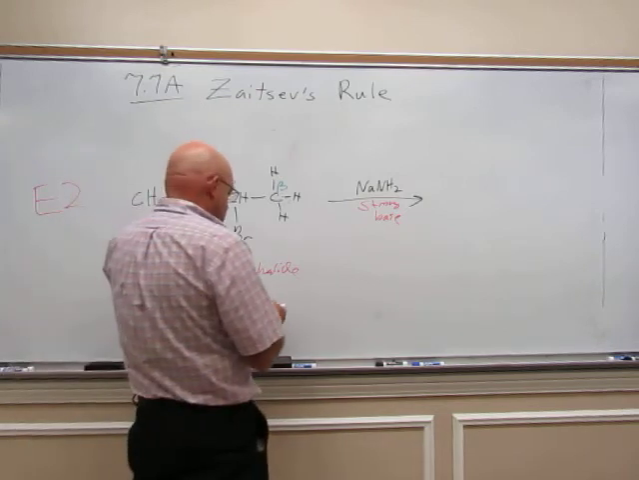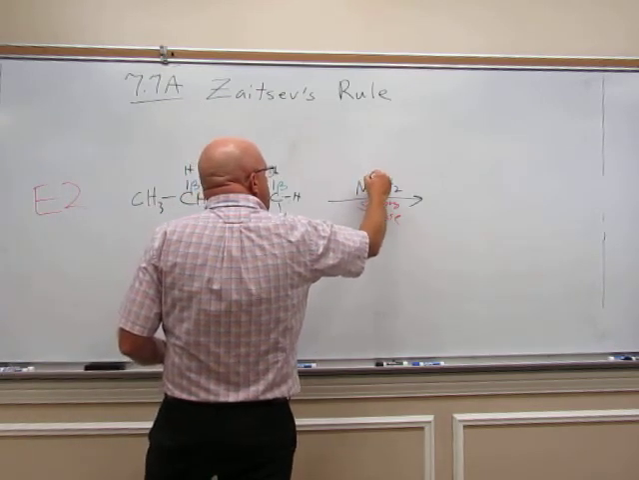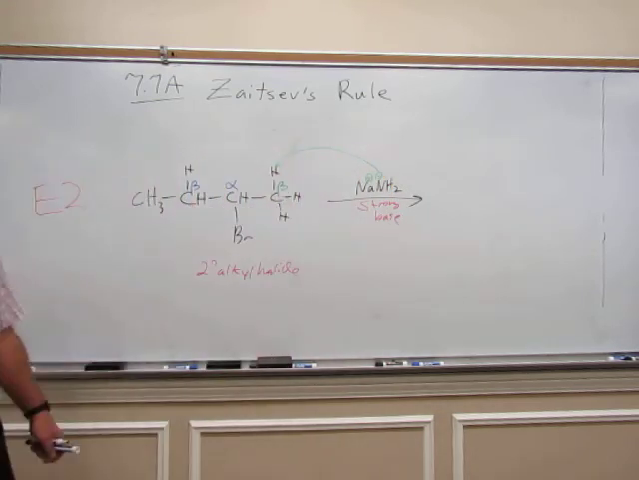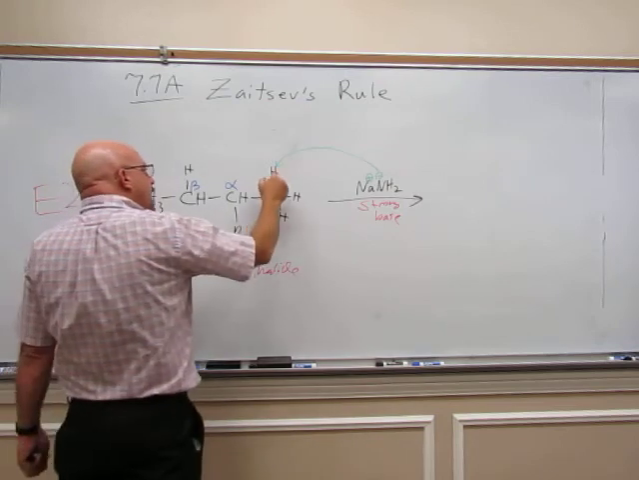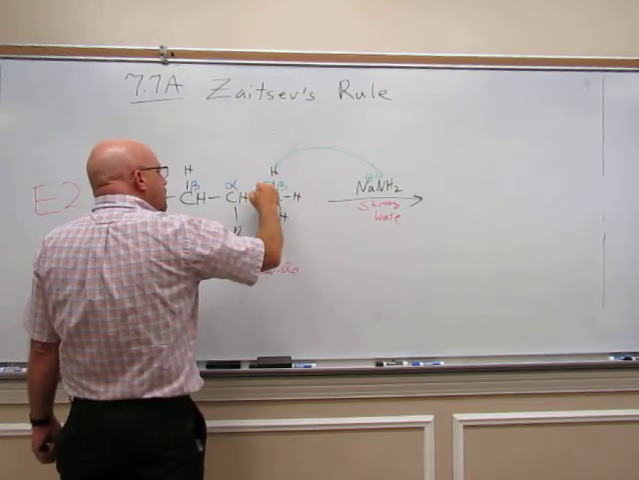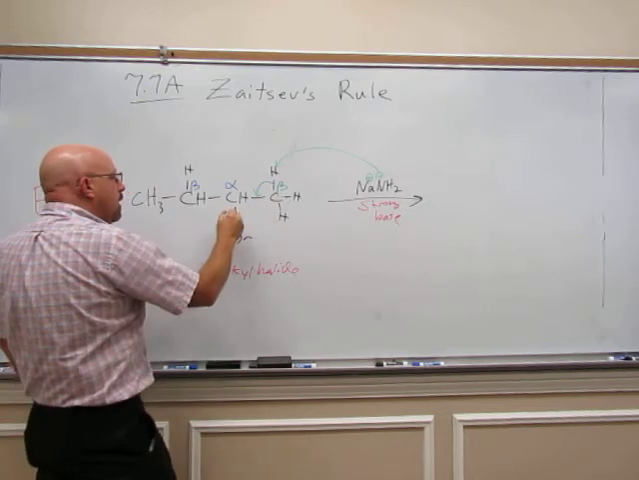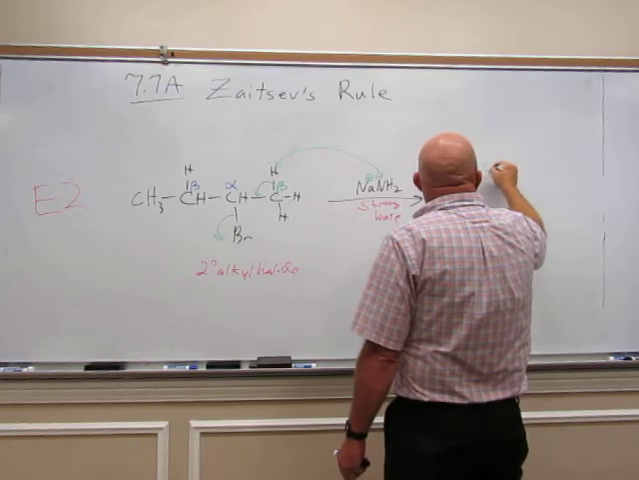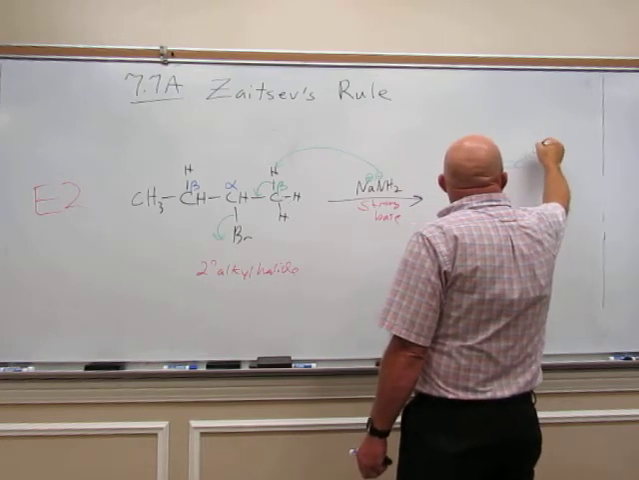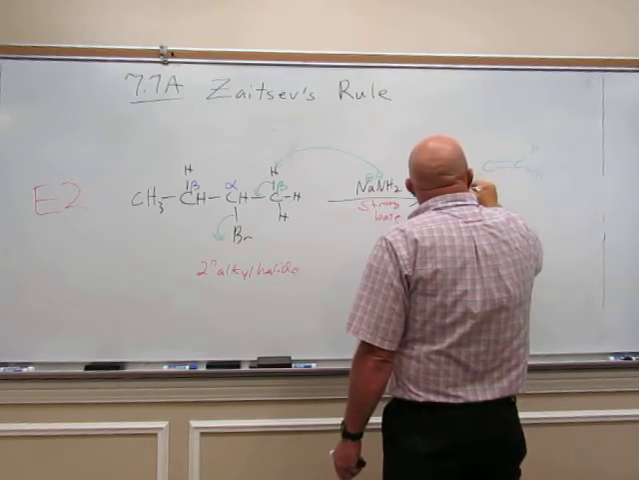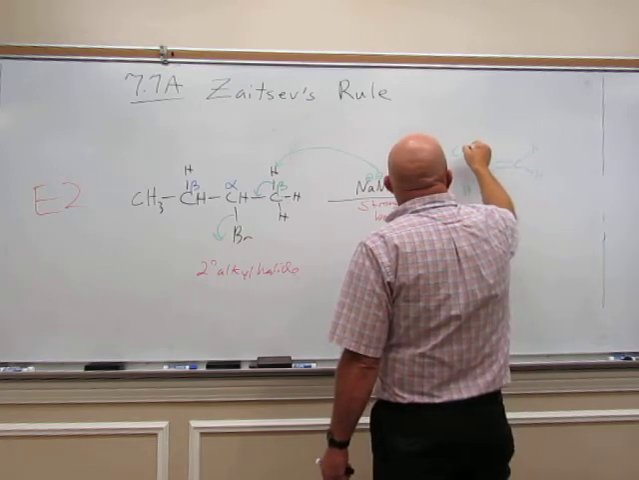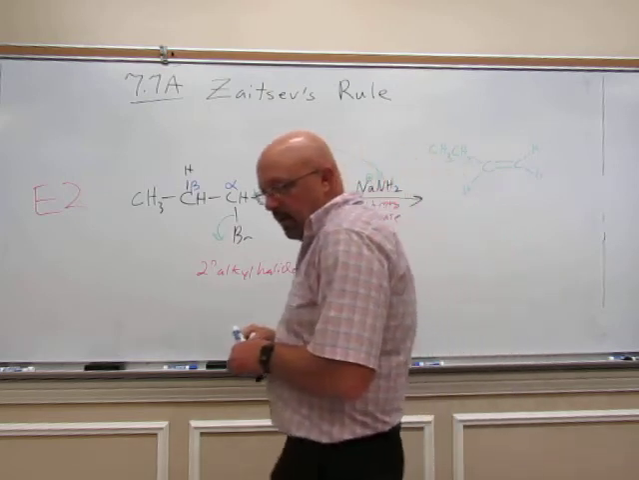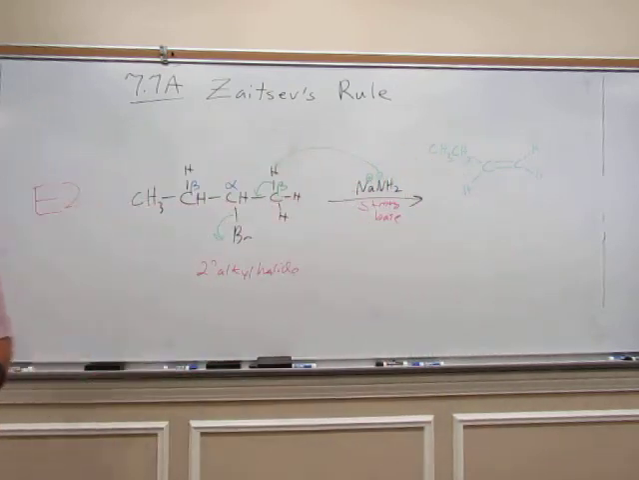My base could come and grab the green beta hydrogen. Electrons kick out of the carbon-hydrogen bond. Those electrons kick toward the alpha carbon to form a double bond and kick our halogen off. And this is the alkene that we would get. There's the alkene that you would get if you grab that beta hydrogen.